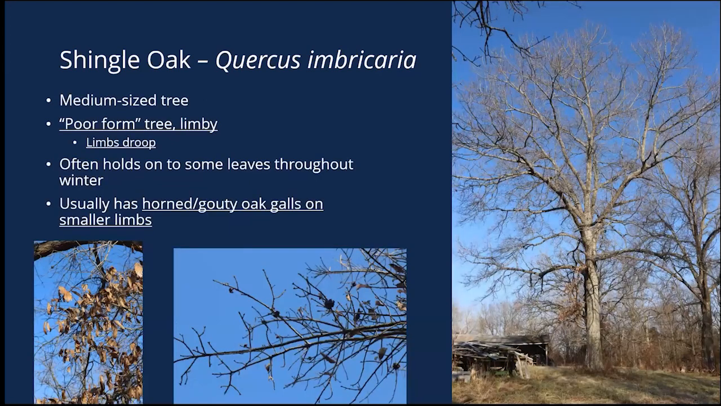It tends to be a medium-sized tree that's often a poor form tree. So shingle oak is often very limby, not clear trunks, not a well-developed canopy. The limbs often droop on shingle oak, and it often holds its leaves, at least some leaves, well throughout winter. And this one and pin oak too both have a tendency to have a lot of horned or gouty oak galls, those woody galls that are on the smaller stems, all over the canopy.